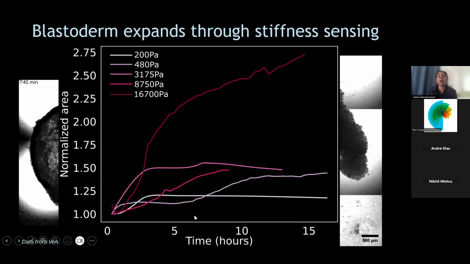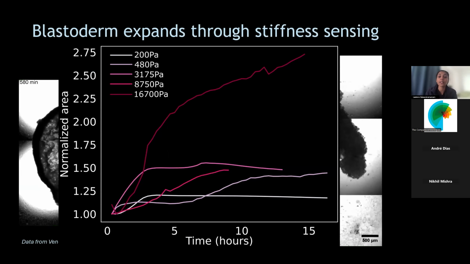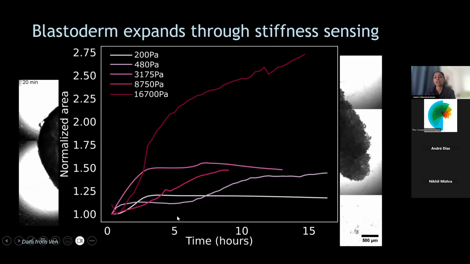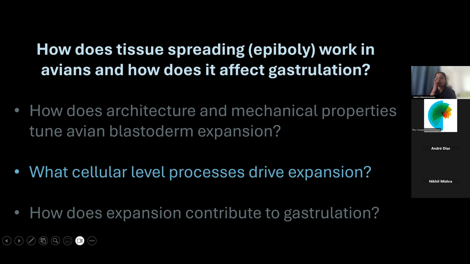And we did a more quantitative analysis of changing the substrate stiffness, and we do see that the expansion is highly dependent on the stiffness of the underlying surface. So what I've shown you so far is that the expansion itself might be guided by stiffness sensing of the underlying vitelline membrane. And then we wanted to understand what might be the cellular level processes that drive this expansion.